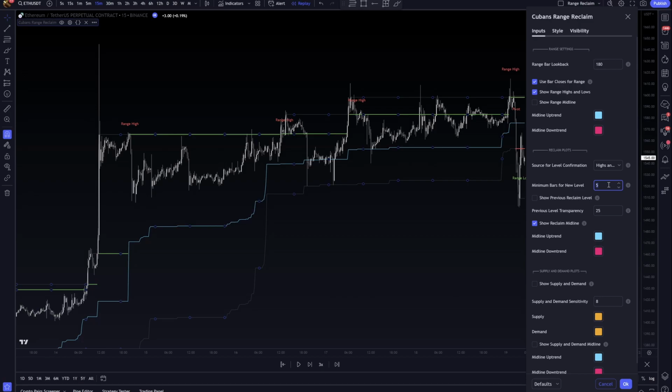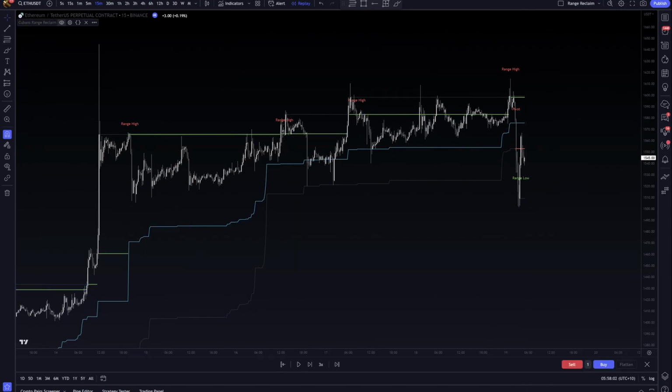Minimum bars for new level. This is really just how many bars it takes to have passed before a sweep of the highs will generate a reclaim level. I like to keep it at 5. You can keep it at 10. I wouldn't go any lower than 5. Otherwise, you'll just get more and more of these range high and range low prints.